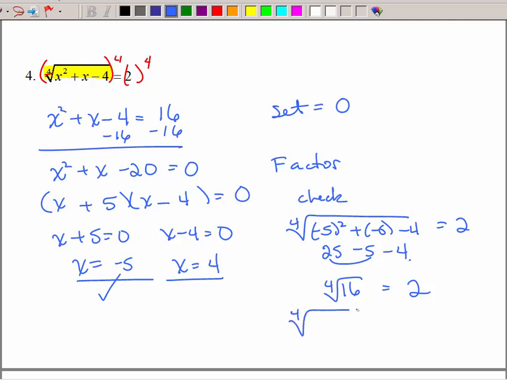All right, now I need to check the 4. So I have the fourth root of 4 squared plus 4 minus 4. Well, plus 4 and minus 4 is 0. 4 squared is 16, and that equals 2. So again, both are keepers.